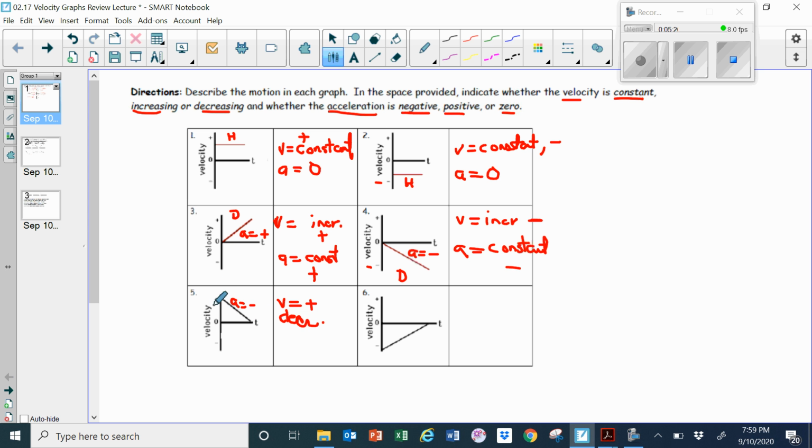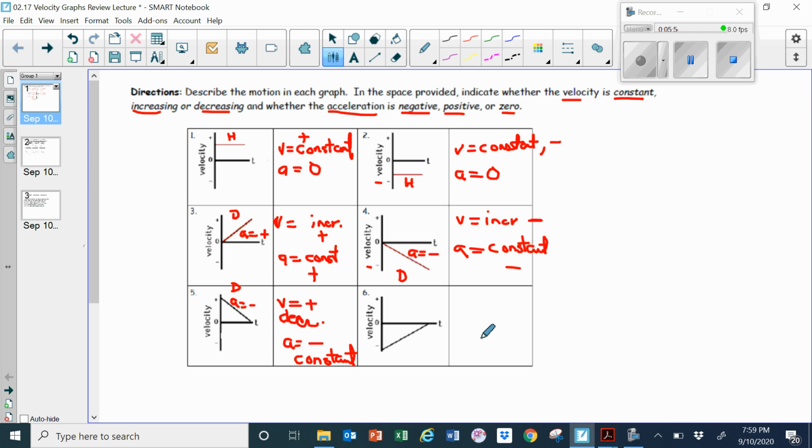Well, this slope is negative, so the acceleration here is going to be negative. And since this is a diagonal, the acceleration is going to be horizontal, which means the acceleration has to be constant, and the slope of this line is constant, right? It's negative, but also constant. So the acceleration has to be constant.